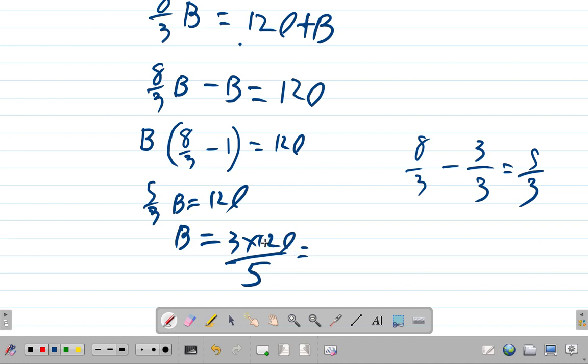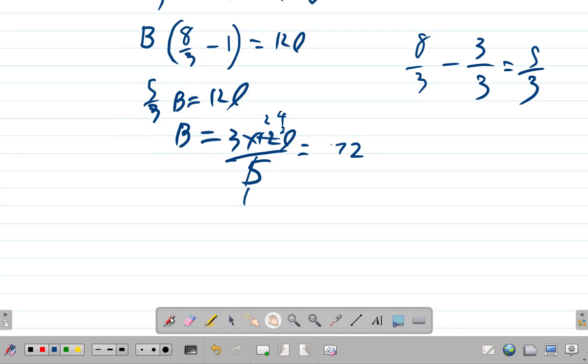So what do you have? 5 can divide into 120. 5 into 5 is 1. 5 into 12, 2 times, leaving 2. 5 into 24, 4 times, that's 20. And 3 times 24, 3 4s are 12, I carry 1, 3 2s are 6 and 1 is 7, so 72. So B is 72. B received $72. So B's money is $72.